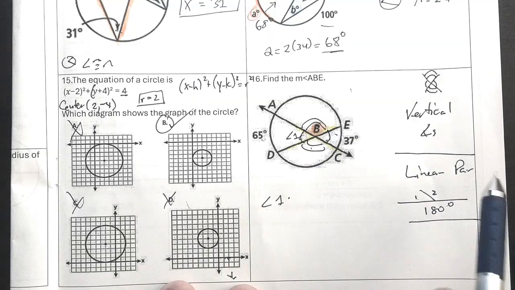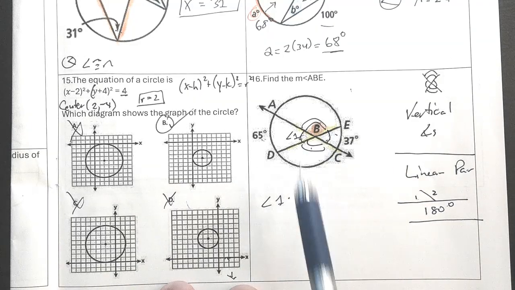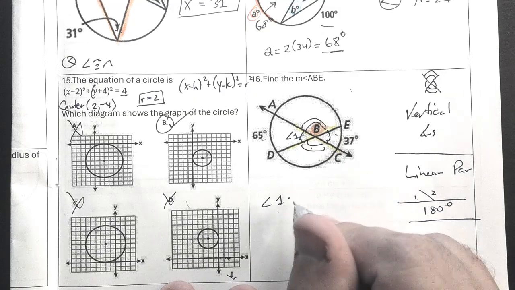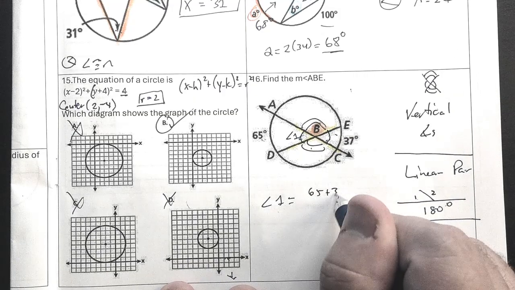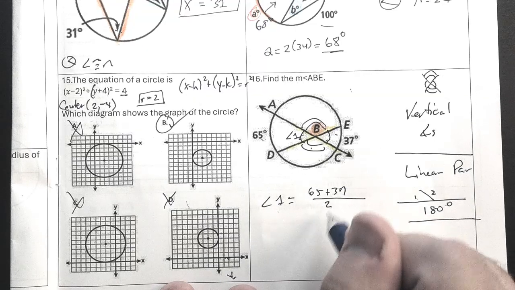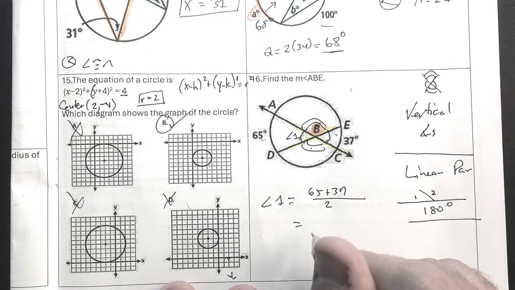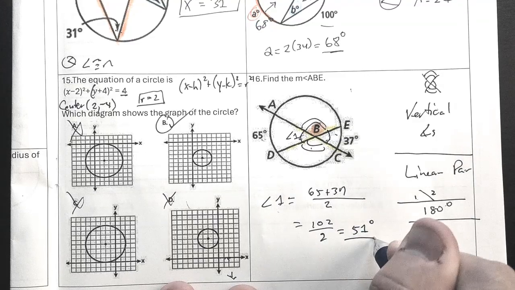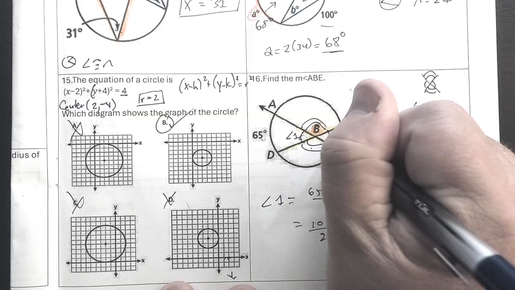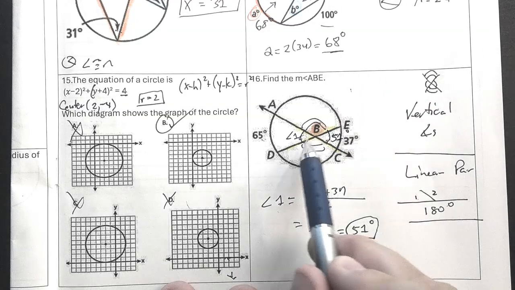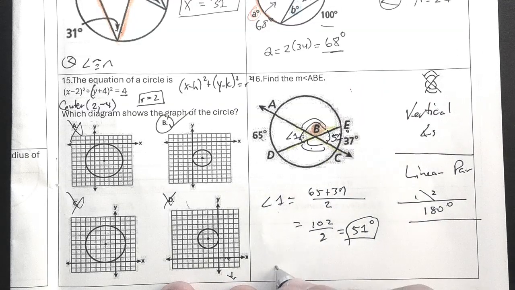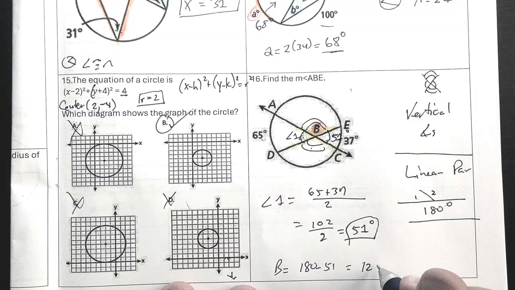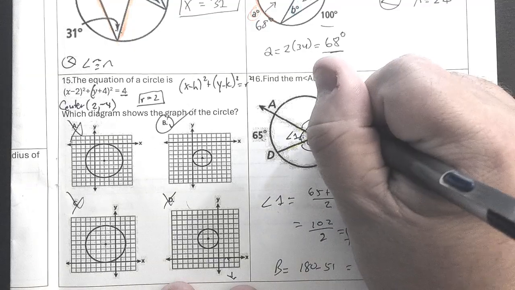This is going to be the supplement, or 180 minus angle 1 is going to give us B. So for this, it's 65 plus 37, and then we're going to divide it by 2. Well, 65 plus 37 is 102. 102 divided by 2 is 51 degrees. So that makes both of these 51 degrees. Because remember, they're congruent. So because B is supplement to that, it's going to be 180 minus 51, which is 129 degrees. So this is 129.